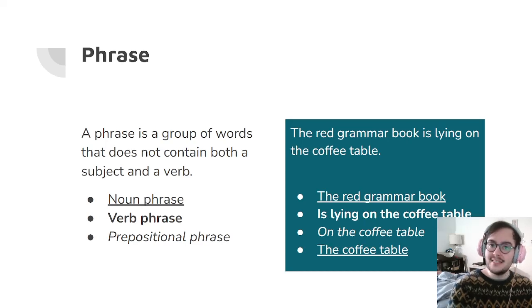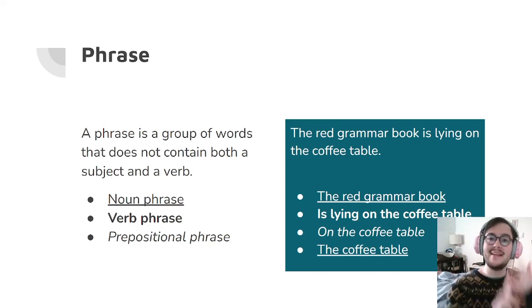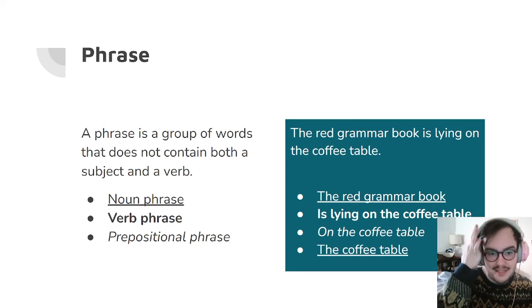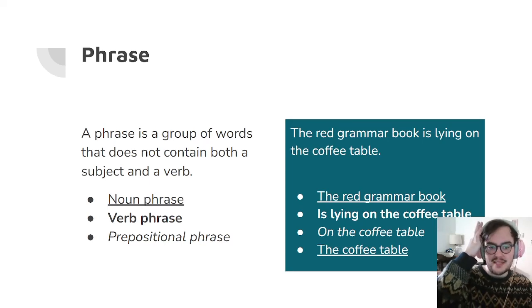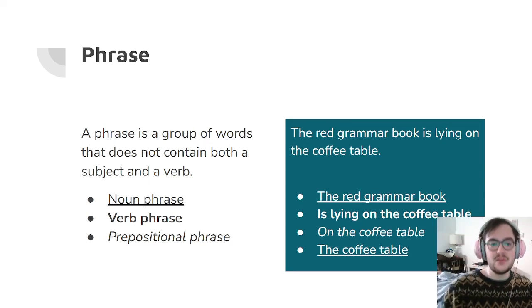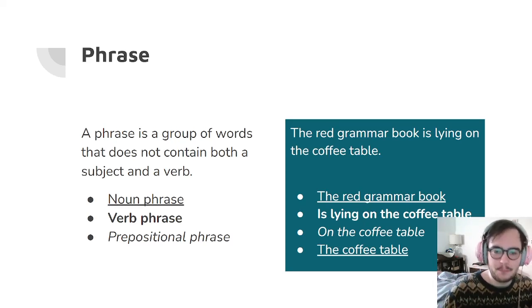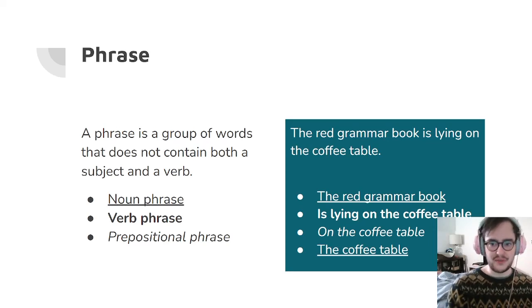A phrase is a group of words. So we're moving from single words, subject, predicate, and object, onto a group of words. That's a phrase. A phrase is a group of words that does not contain both a subject and a verb. So it is not a full sentence. More than one word, but smaller than a sentence, okay? Most often we'll see noun phrases or verb phrases or prepositional phrases.